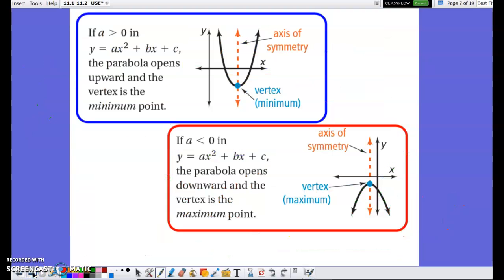This next slide just explains that further. If a is bigger than 0, if a is positive, it's going to open up. If it opens up, then my vertex is the minimum point. It's the smallest point on my graph, which would make sense. If a is less than 0, then the parabola is going to open downward, or it's going to be flipped, as I often say, which means the vertex then is the maximum point.